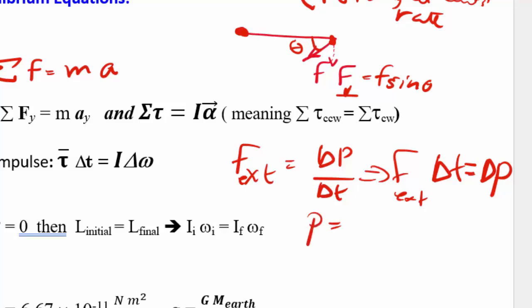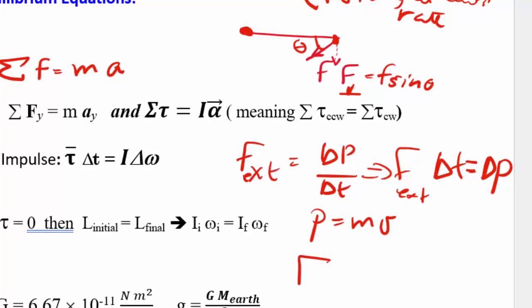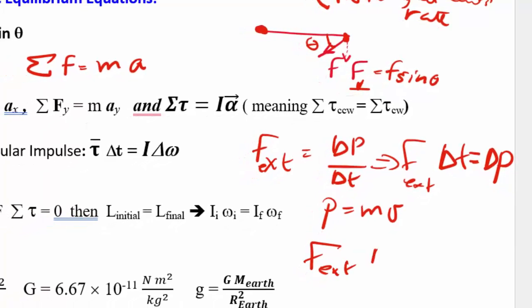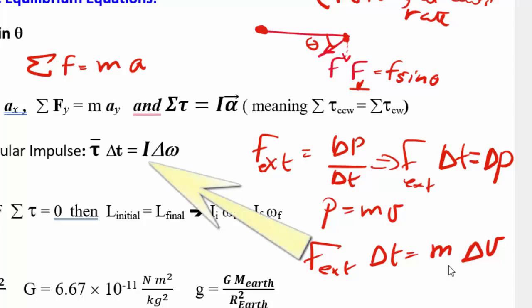Since p is mv and m is constant, we can rewrite the equation here. The external force times delta t equals m times delta v. So we can apply that on the rotational motion. Instead of external force, we have the torque. Delta t will remain as it is. Instead of the mass, we have I. Instead of delta v, we have the change in the angular velocity.